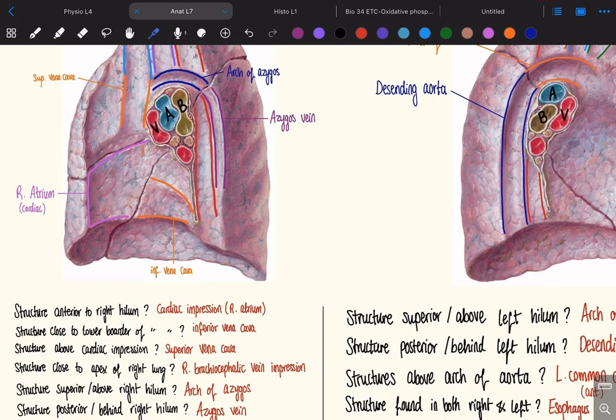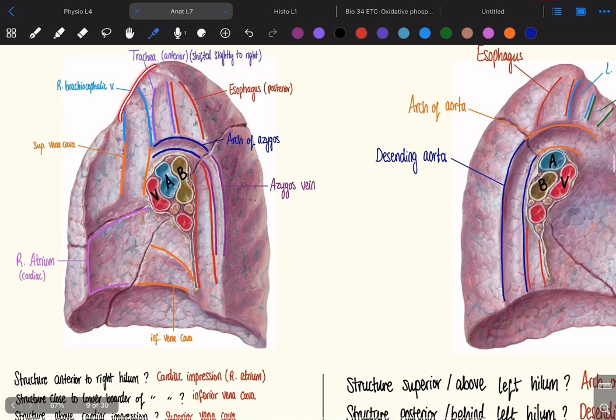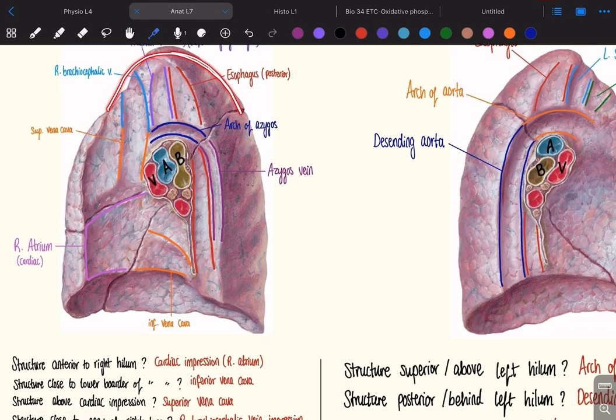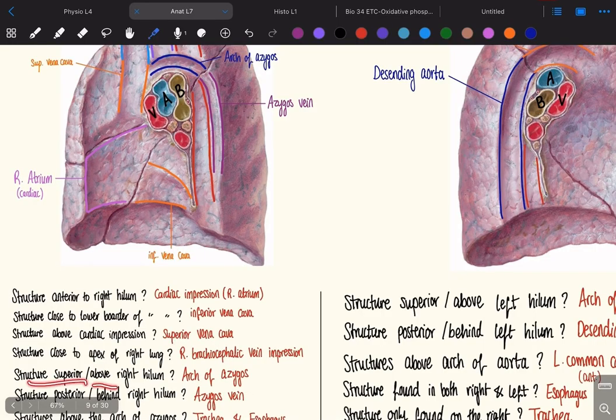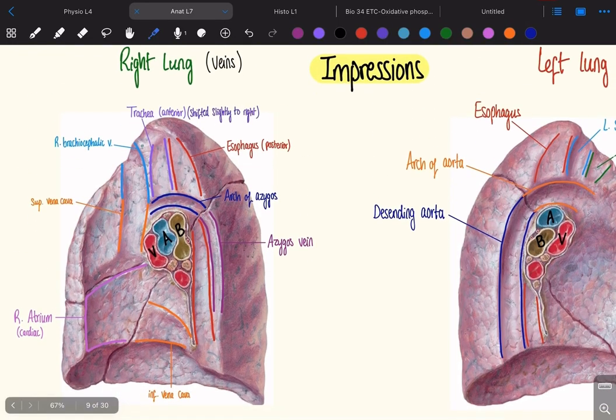Okay? Then we have the structure close to the apex of the right lung. The apex is this part, right? The structure close to the apex of the right lung is going to be the right bronchial vein. Okay, so the right bronchial vein is close to the apex of the right lung. Then we have the structure superior, or above, the right hilum, right here. This is the right hilum.